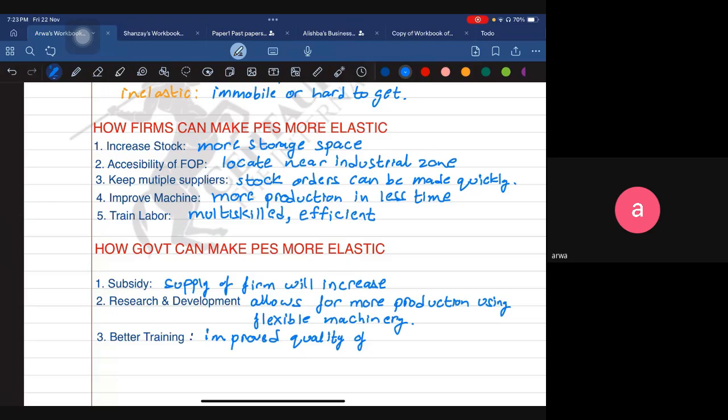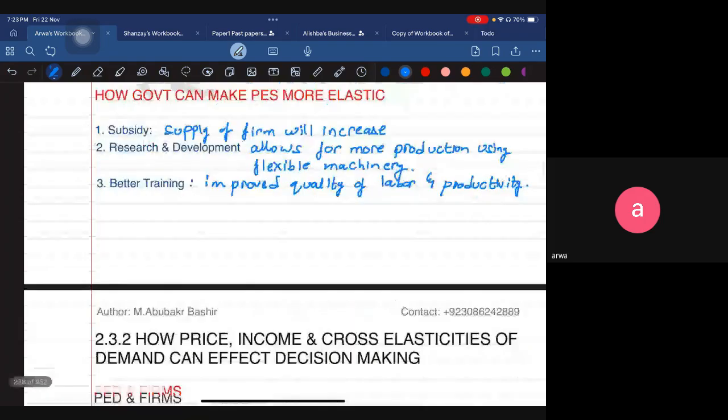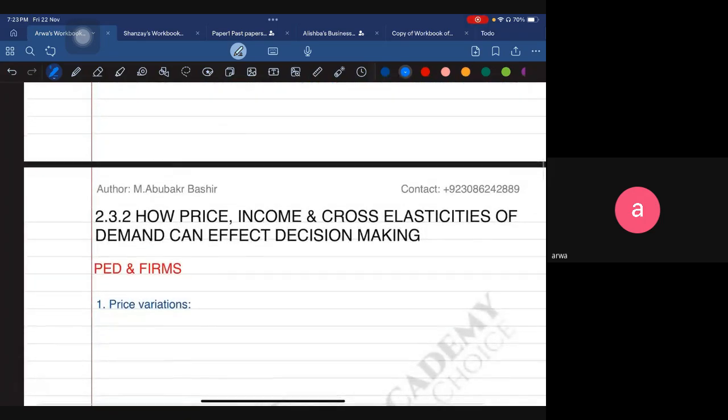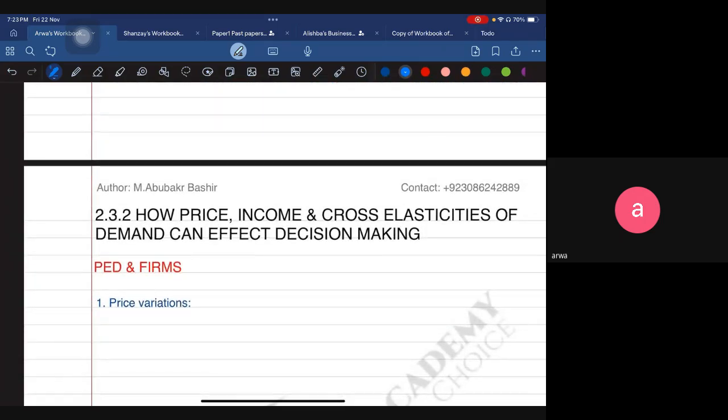Improved quality of labor and productivity, right? So now let's just move on to the next part.